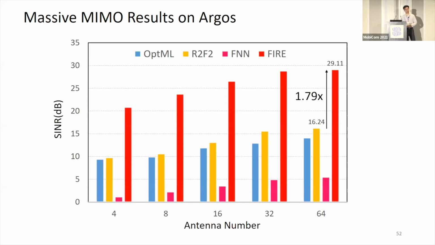Then we plot the performance of FIRE. As you can see, in the 64 antenna case, FIRE achieves an SINR of 29.11 dB, which is 1.79 dB higher than the best baseline, which is R2F2. So this means that FIRE can deliver very accurate channel prediction across different numbers of antennas, and it is well suited for massive MIMO applications.